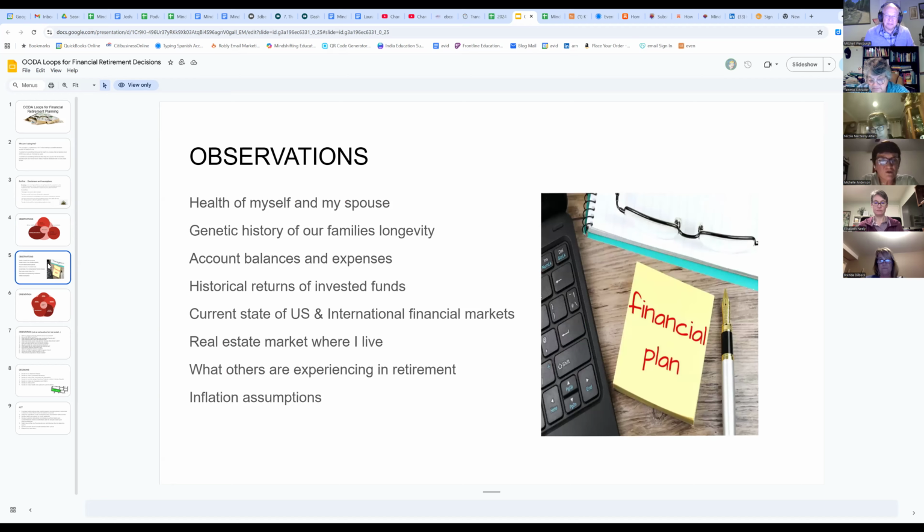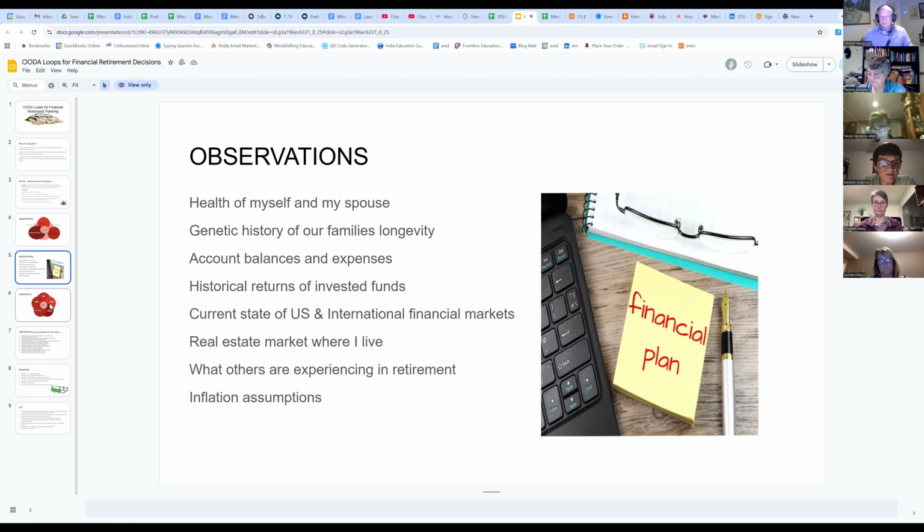Some of my observations were thinking about what our health is like for both of us and the longevity of our families and our genetic history, thinking of our account balances and expenses, thinking of historical returns of the funds that we do have invested, thinking about the current state of the United States and international financial markets, thinking about the real estate where I currently live, about what others are experiencing in retirement, and inflation. Those were just a few of the observations. I'm sure there are many, many more available.